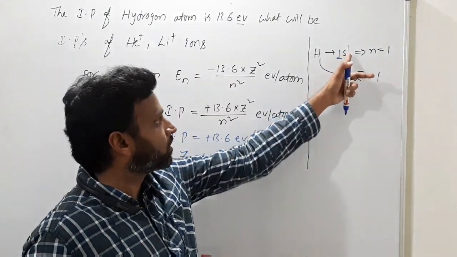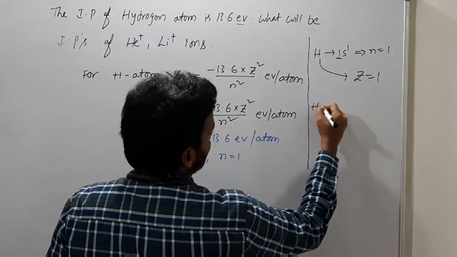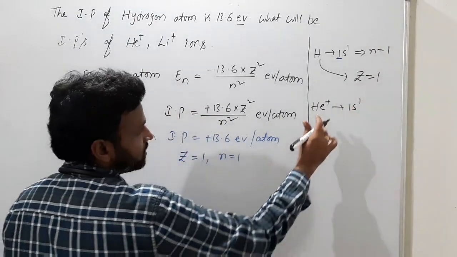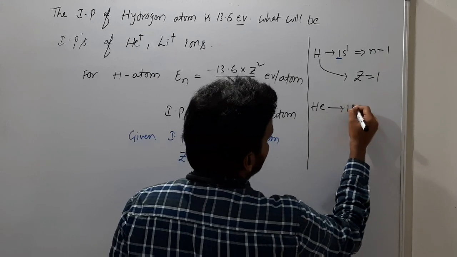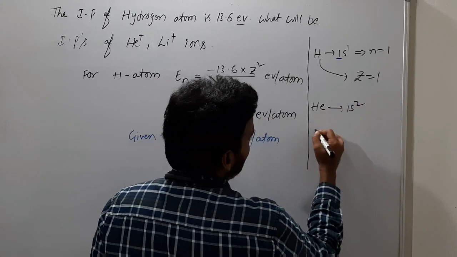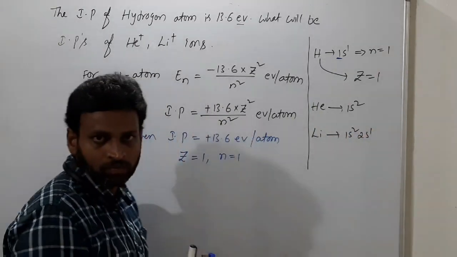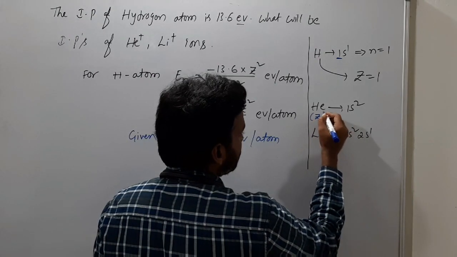Okay, that 1 electron is present in the first shell only. Now for helium, He plus, the configuration is 1s1 only, because He means configuration 1s2 and Li means 1s2 2s1. Very simple electronic configuration. Those who don't know, they also need not be confused.